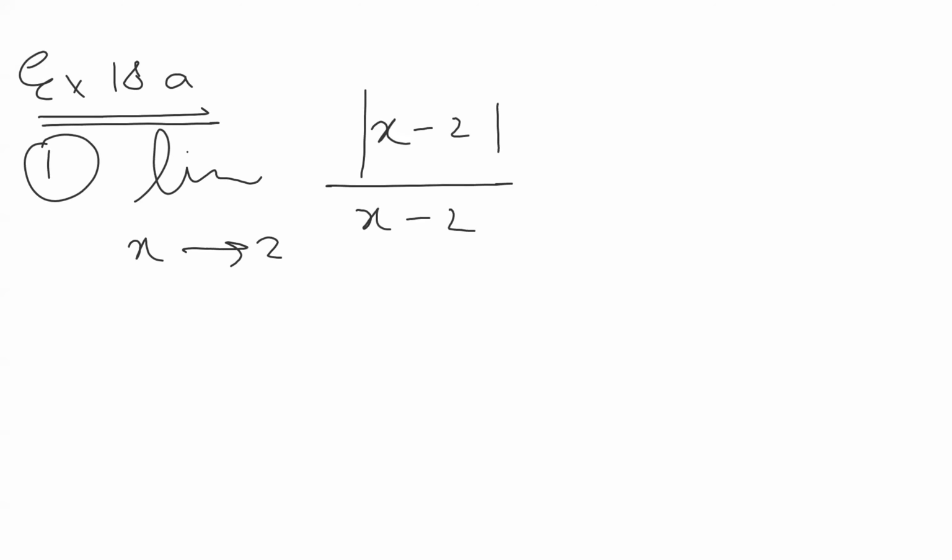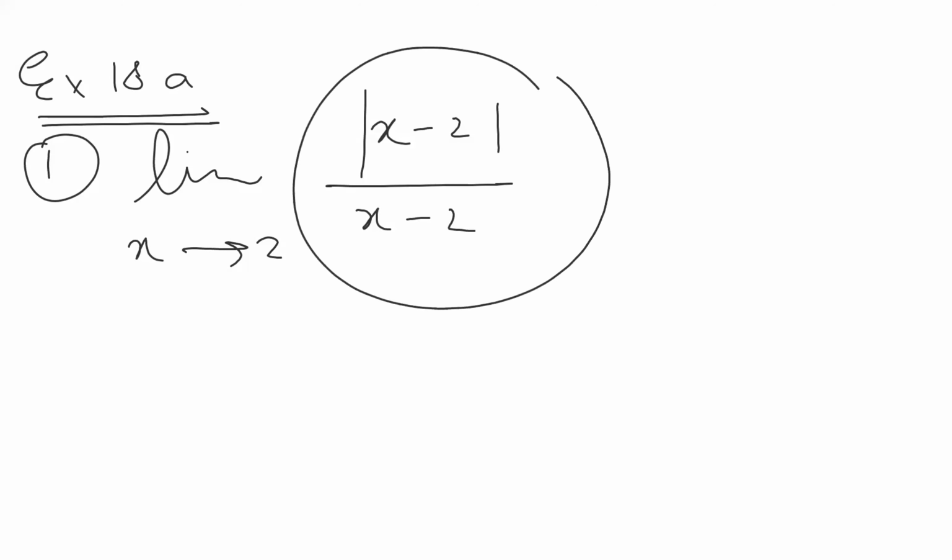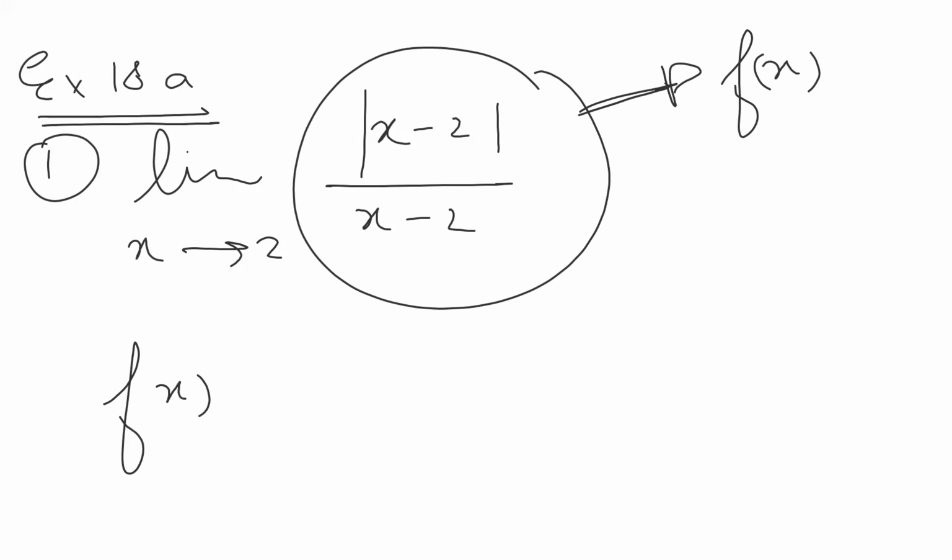Fine. See, in modulus problems, we need to reframe the problem in a correct way. So let this be f of x. This is a function of x because it has terms of x. So we will just rewrite it in this manner: plus x minus 2 upon x minus 2. Now why am I putting a plus sign over here? Because I have identified the critical point as 2. The critical point is 2.